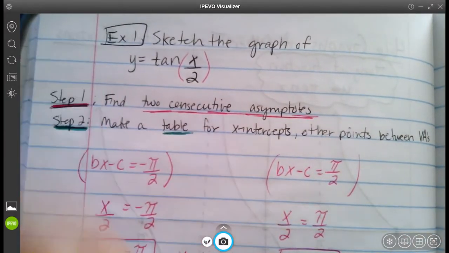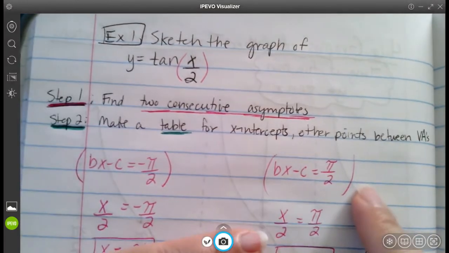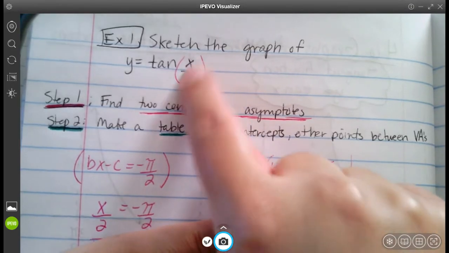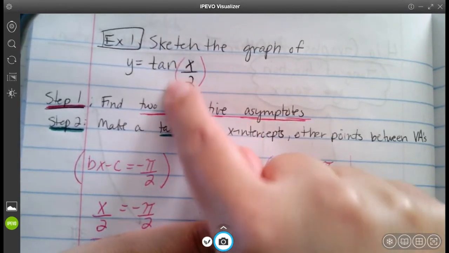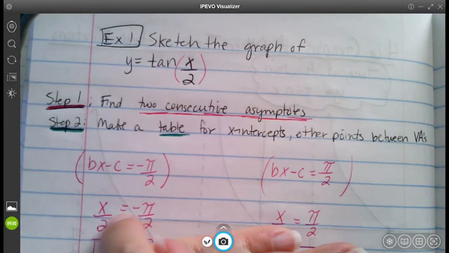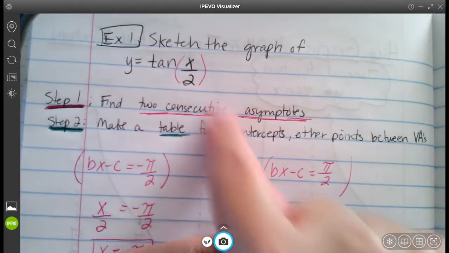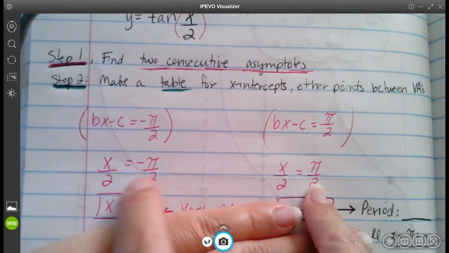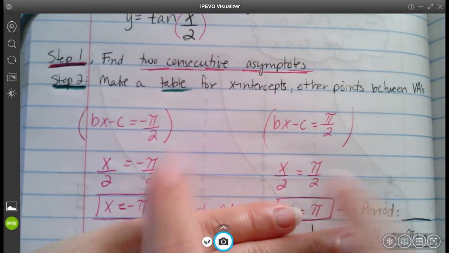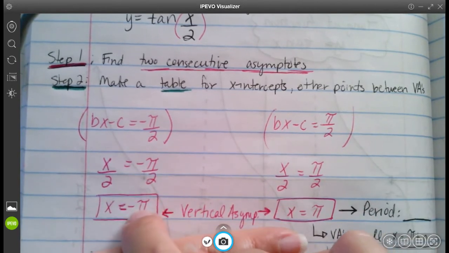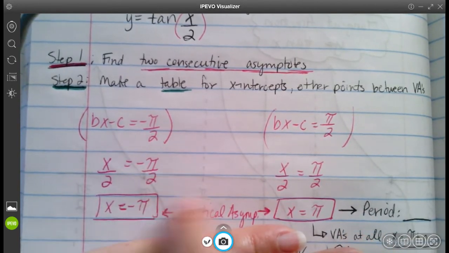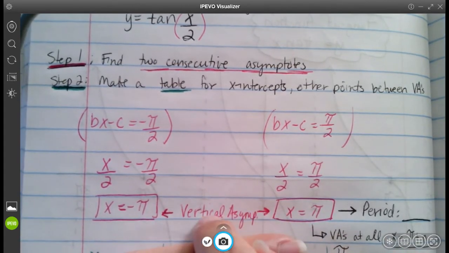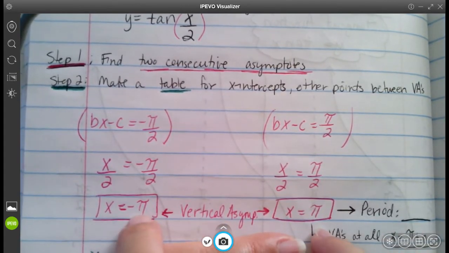It's like the left side. Bx minus c is equal to positive pi half. That's the right side. This part is the part that's inside the parentheses. So in this case, it would be x over 2 is equal to this, and x over 2 is equal to positive pi halves. If you solve these, you'll see that all the 2's come out to a 1. So we're left with x is equal to negative pi, and x is equal to pi. Basically, these are going to be the asymptotes that we're looking at.